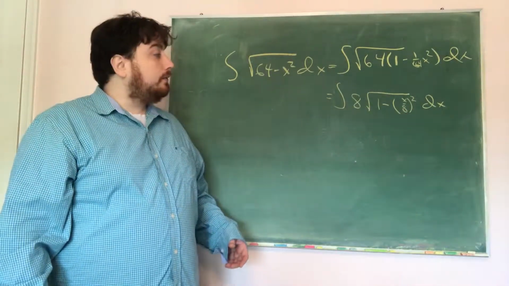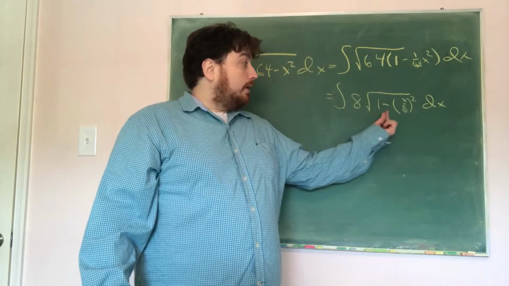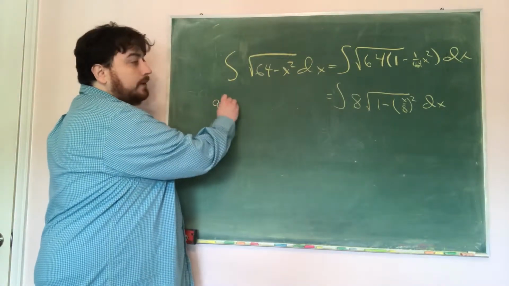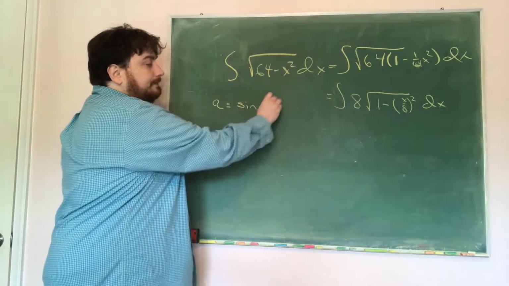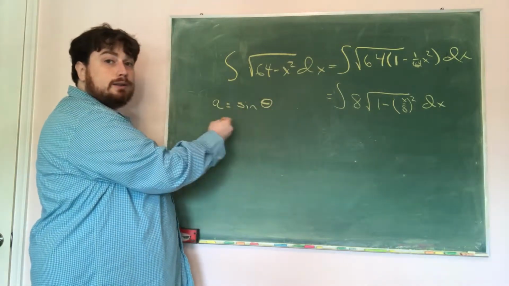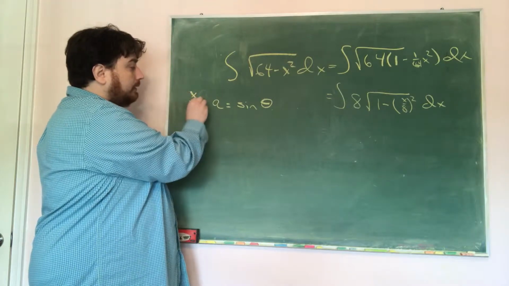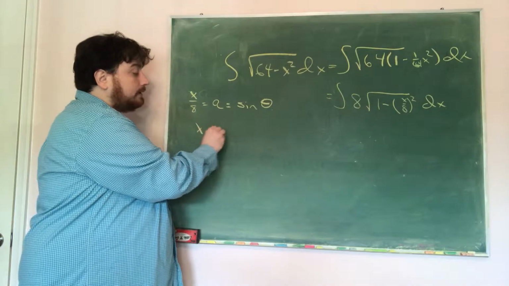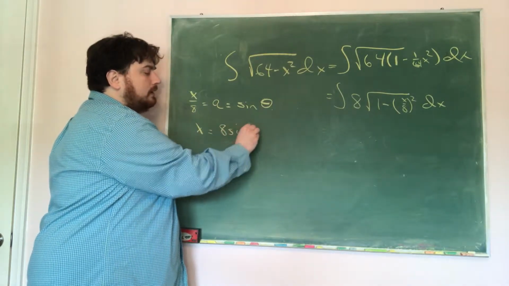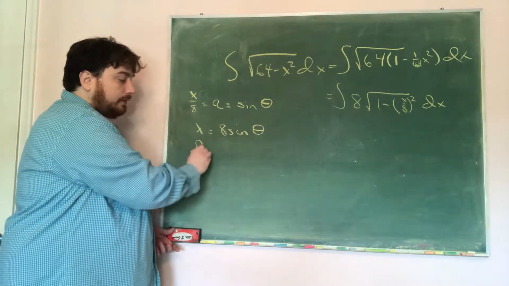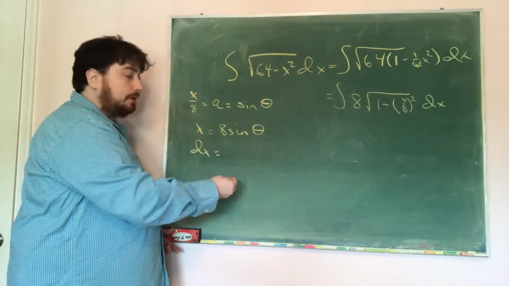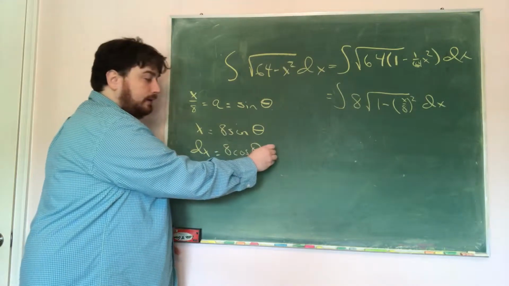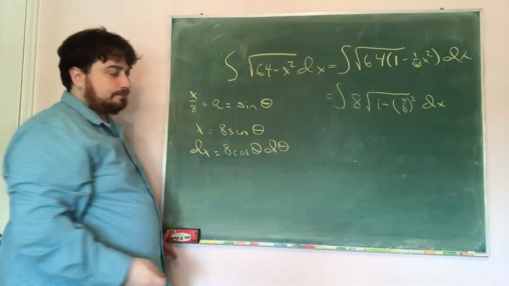Now that we've written it in the form where we have a 1 minus a squared, we can now use our substitution where a was going to be sine of theta. And we see here that a is just going to be x over 8. And so now if we continue with this substitution, we get that x is 8 sine of theta. So therefore, if I want to find the differentials, dx would be 8 cosine of theta, the derivative of 8 sine of theta, times d theta.